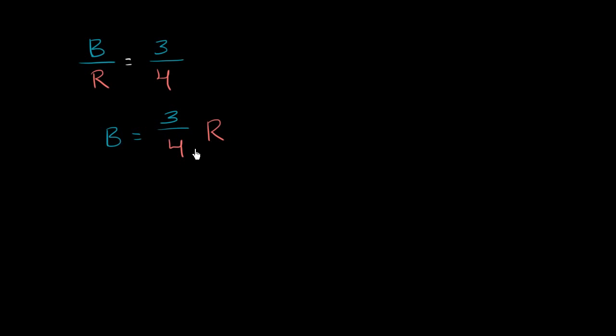And you can also verify this. When R is 4, 3/4 of 4 is 3. Blue is 3. And so if R is 0, if this is really proportional, then blue is also going to be 0. A proportional relationship will always go through the origin. If you don't go through the origin, it's not a proportional relationship. If it's not linear, it's not a proportional relationship.